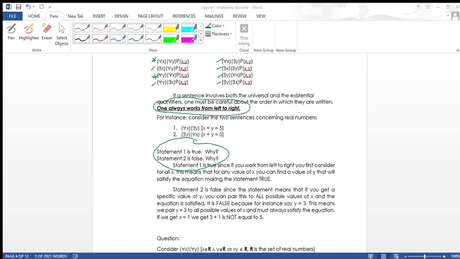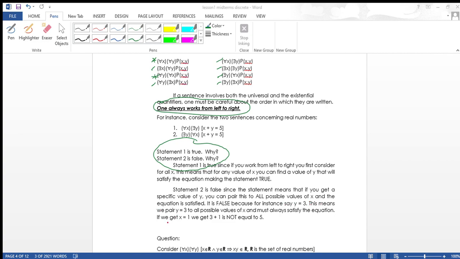But if you will now revise this, let's say you now make this as there exists a y, there exists an x for x plus y equals 5. Do you think this will now become true? Yes, because you can choose one value for y, you can pair it with another value for x to give you x plus y is equal to 5.